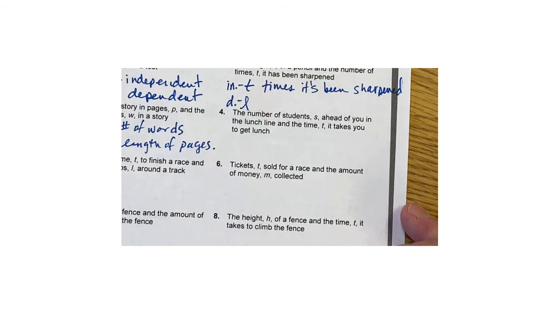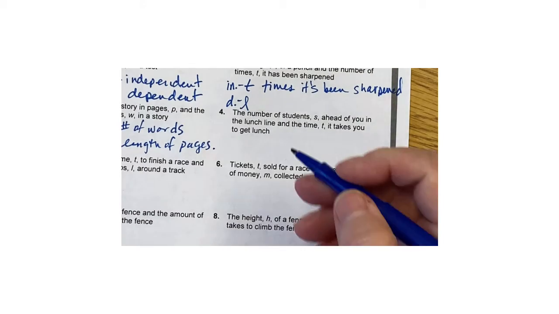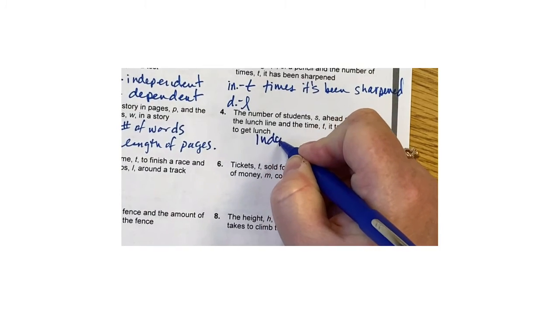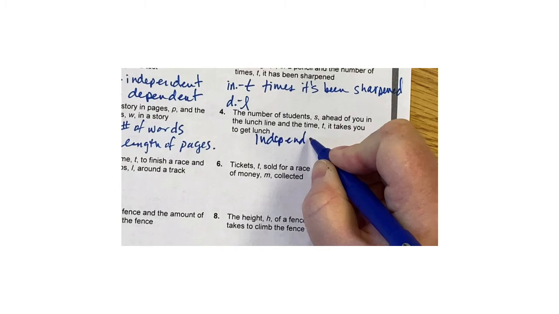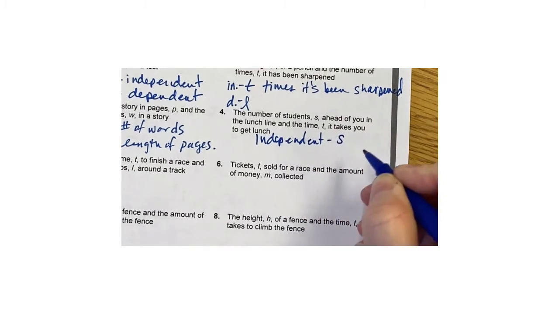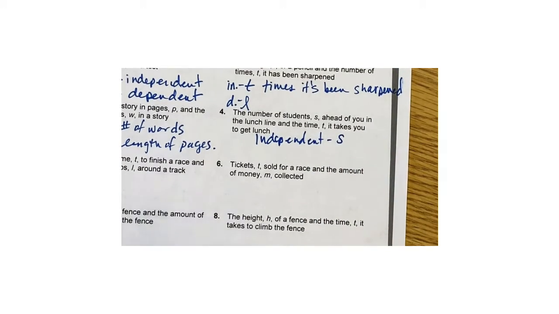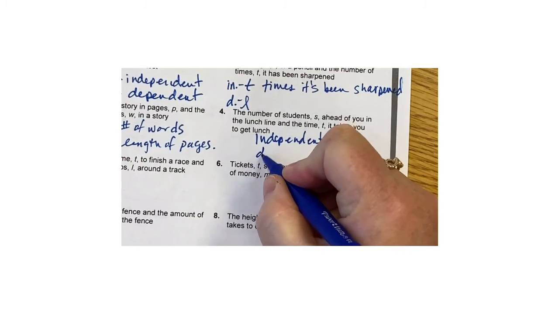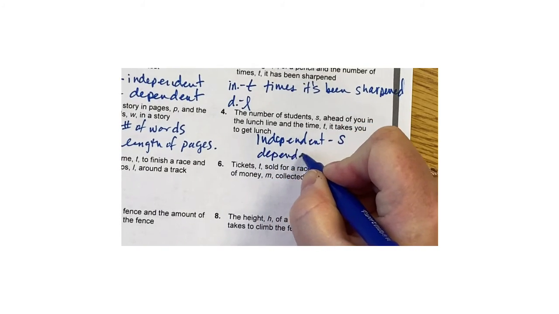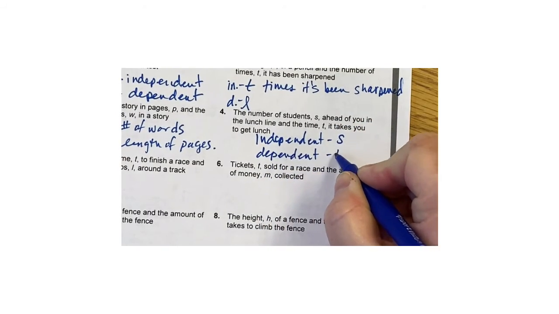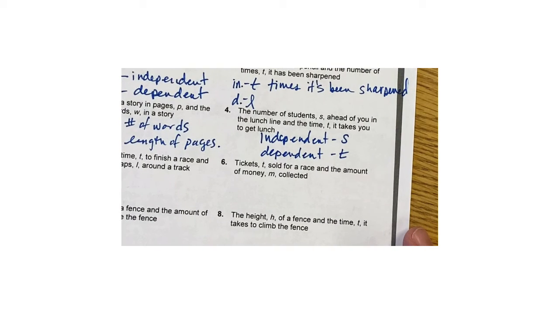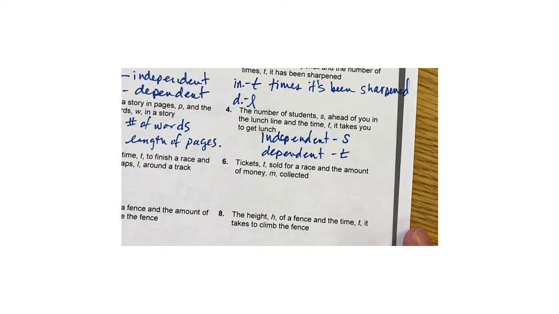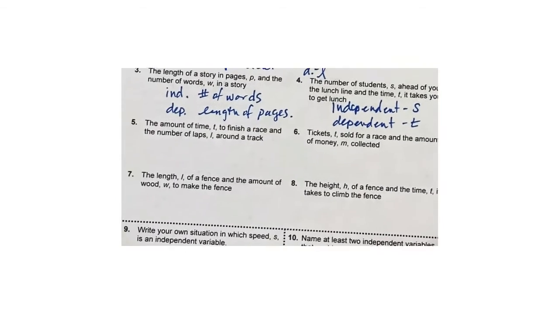All right, and so for this one, the independent variable is S. It's the number of students, and that's going to cause the time that you take to change. So if there's one person in front of me, it's going to be a short amount of time. If there's 20 people in front of me, it's going to extend my time. So let's do another one.